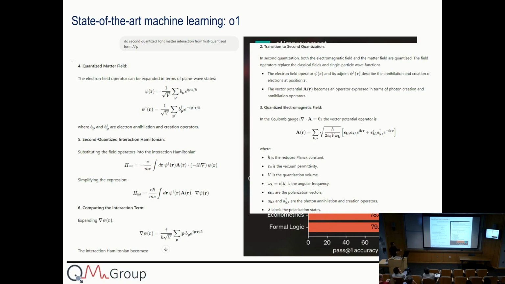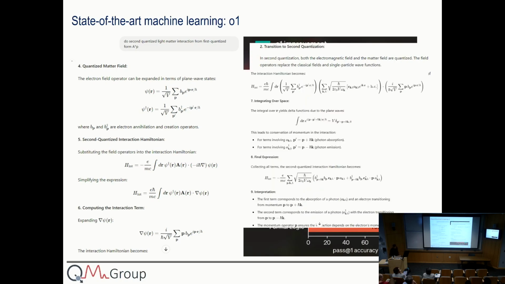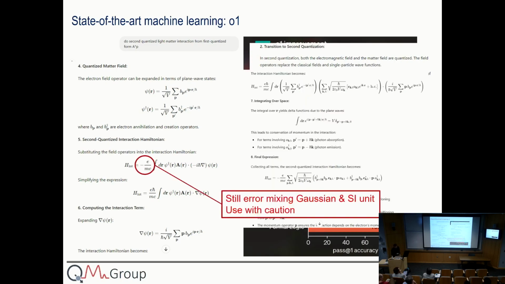That seems very good, until you are careful enough to look at the coefficients, and then there is something going on here. There is some kind of mixture between different units. Apparently, reading the literature, some literature uses Gaussian units, and some of them use SI units. So there shouldn't be a 1 over c here, and that makes the mistake. But since it's a very good language model, it has the capability to correct it.